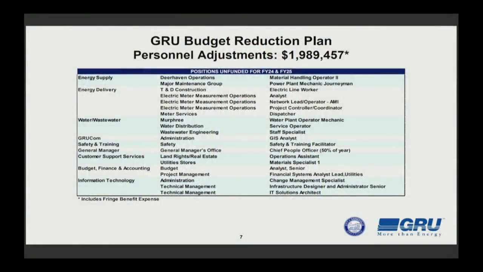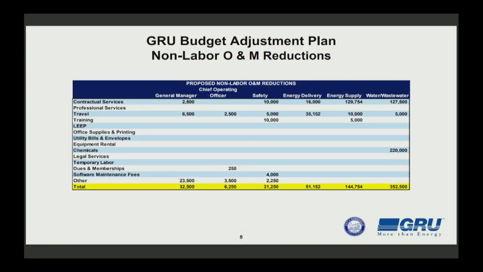Okay, thank you. The next two slides are our non-labor O&M cuts. The format here is across the top, you see the department or the profit center from which the cut is being made, and then on the left-hand side, you see the expense category where it's being pulled from. I won't go through these in detail. If you have any questions, we're happy to answer them. But they total about $1.4 million.